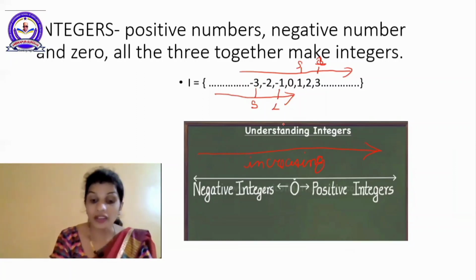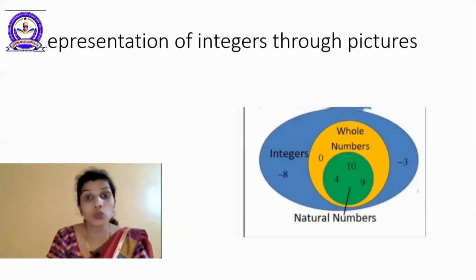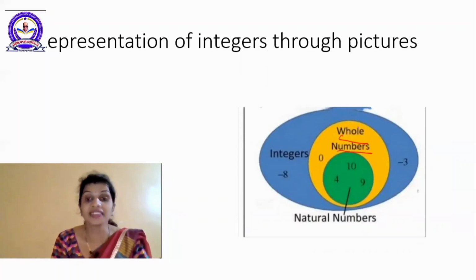Now, let us see more about it, how we can show it through pictures. See here, students, the natural numbers are written. If we add 0 to it, it becomes the whole numbers. And if we add negative numbers to it, what does it become? It becomes integers. It means that natural numbers, whole numbers, and negative numbers all combine together to form integers.